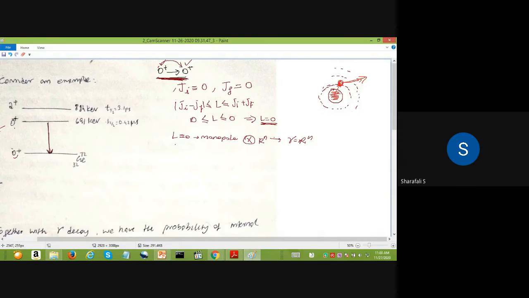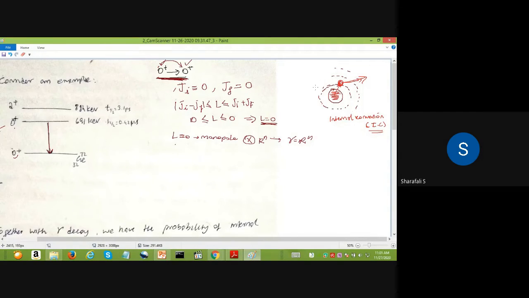This particular process is called internal conversion, or IC. And this can be used as an electron source in some experiments, because from internal conversion we get electrons coming out, and such a nucleus we can use as an electron source.